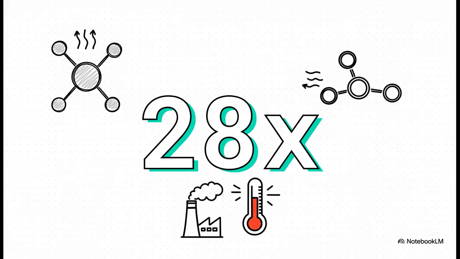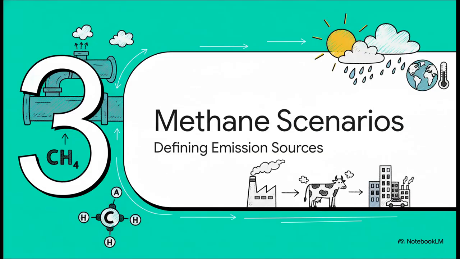Let's just pause on that methane number for a second. 28 times. That means releasing 1 kilogram of methane into the atmosphere is like releasing 28 kilograms of CO2. It's a huge multiplier, and it's exactly why dealing with methane emissions is such a big deal. Okay, enough theory. Let's put this stuff to work on a real problem.